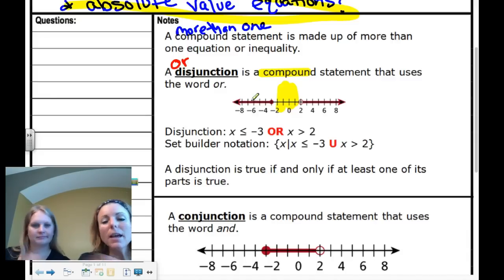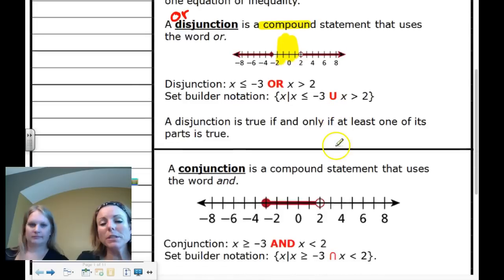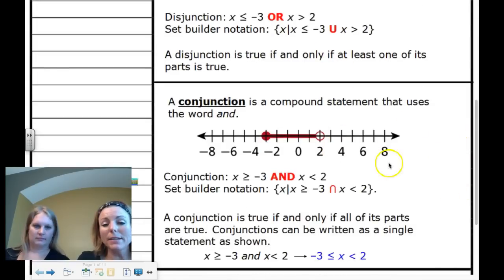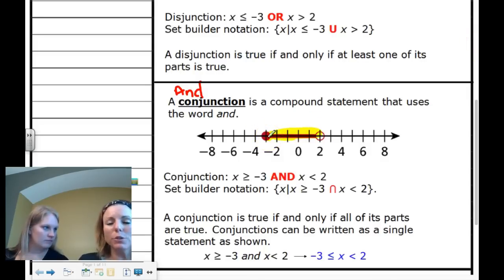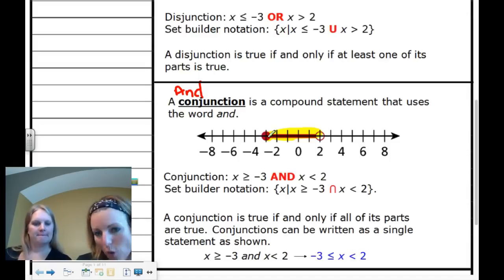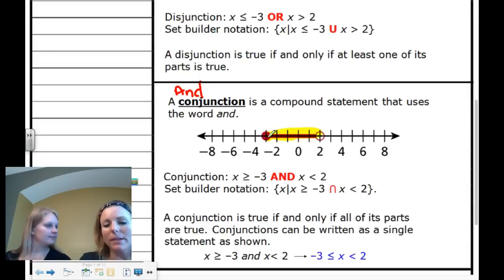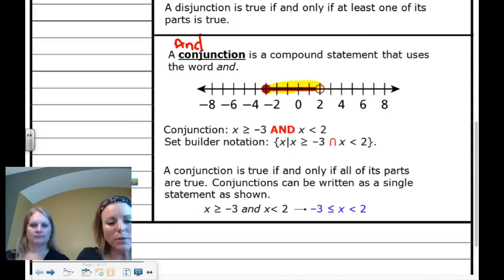A conjunction is a little bit different. It uses the word and. As you can see by this picture, it has to be true in both statements. That's what conjunction means. If you plugged in the answer, it would work for both of them. Notice they're overlapping there, and so it's the word and.